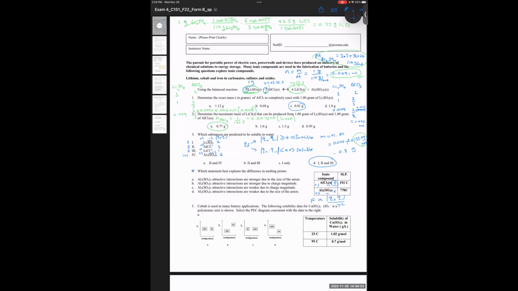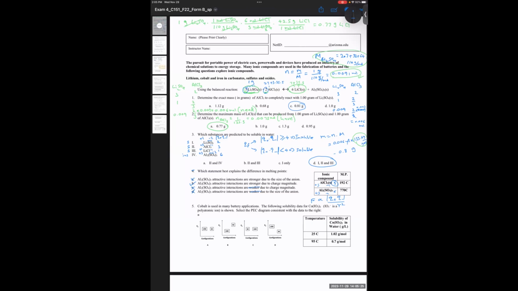Okay, aluminum sulfate attractive interactions are stronger due to the size of the anion. No, actually, the size of the anion is larger in sulfate, so therefore it should decrease the ionic strength. So that is not it. Aluminum sulfate attractive interactions are stronger due to charge magnitude. Yep, that looks good. Aluminum sulfate attractive interactions are weaker. No. It says it's weaker, so these are out. So actually, this is between just A and B. So B is the clear winner here.